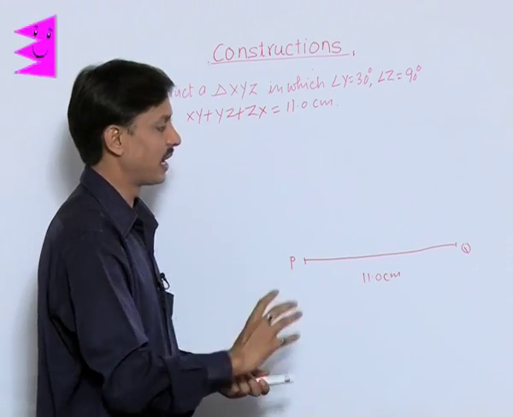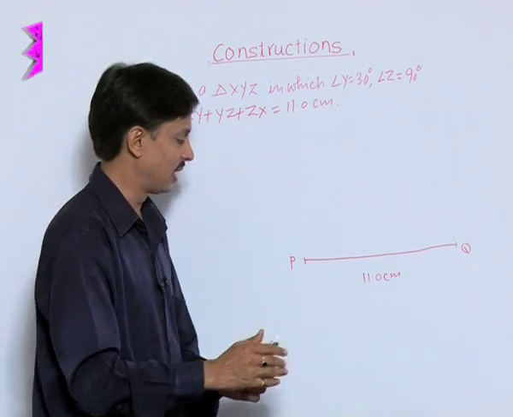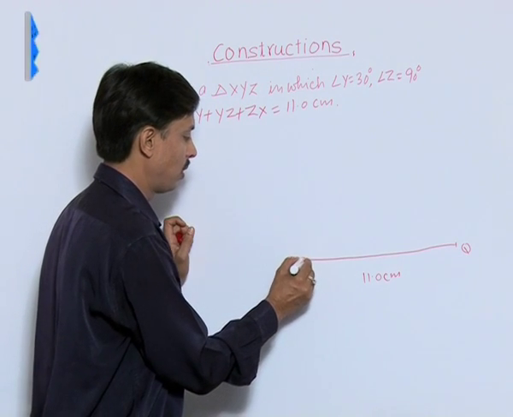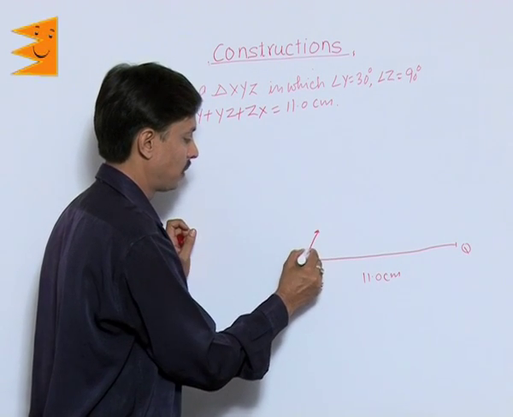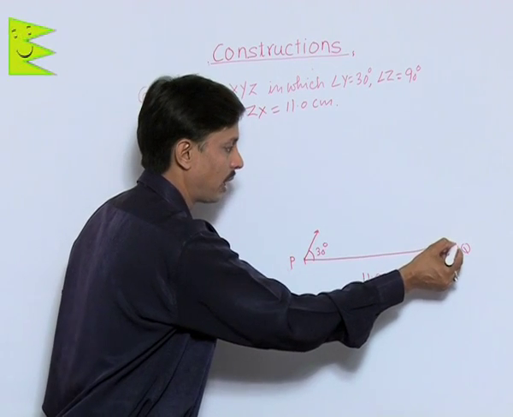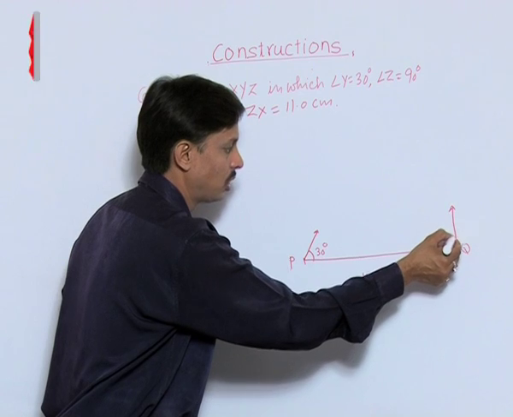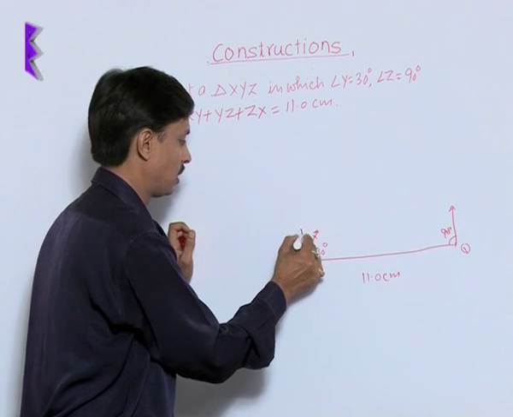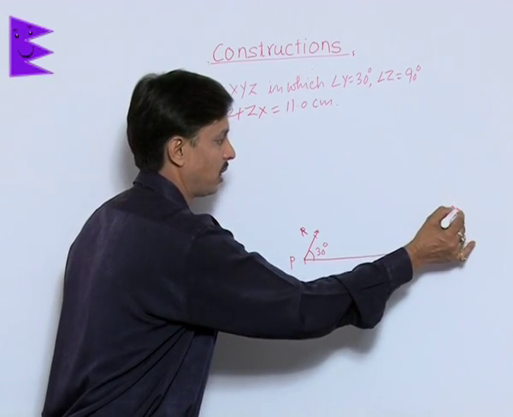So whatsoever angles are given, draw these angles at the end points. Suppose here I have drawn an angle of 30 degree, and here I have drawn an angle of 90 degree. Suppose this is R and this point is S.